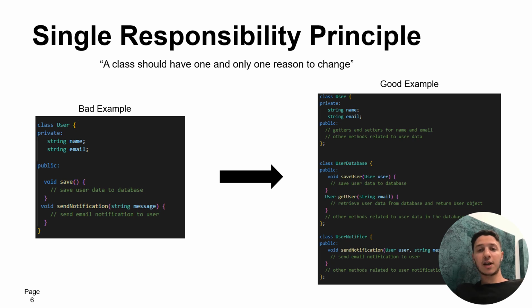So here we find that in the good example, the code is actually cohesive and is easier to maintain and more scalable. So if you want to change how the data is saved in our database or anything related to the database, we only have to focus on the class called UserDatabase. If we want to change how the email notifications are going to be sent, we only focus on the UserNotifier. So each class is only responsible for one thing, and that's single responsibility.